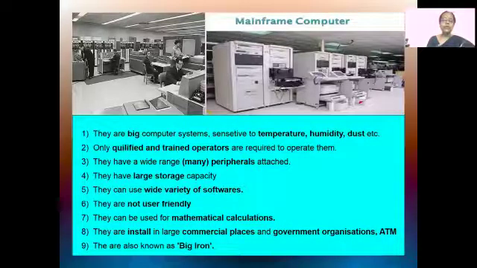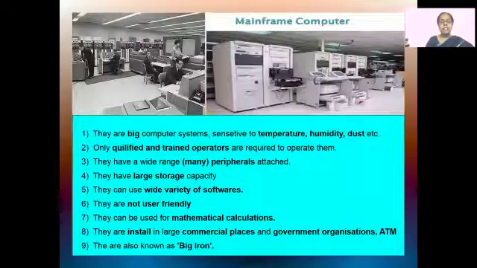As I told you, a wide range of peripherals are attached to it. Its storage capacity is very large. Since it works with lots of storage capacity and so many peripherals, it has a wide variety of software that can be loaded into it. It is not very user friendly because you need to learn it and then only you can use it. You can't just use any application on it. Its work is basically mathematical calculations.